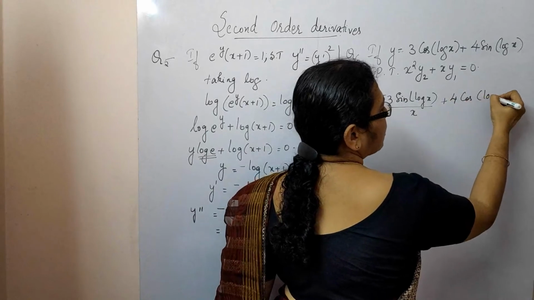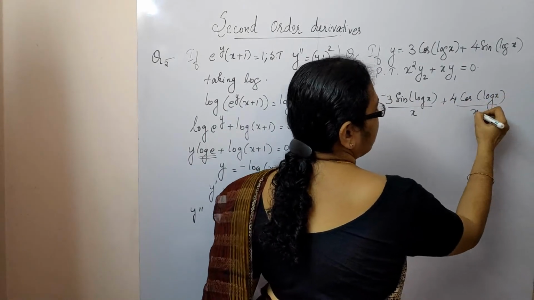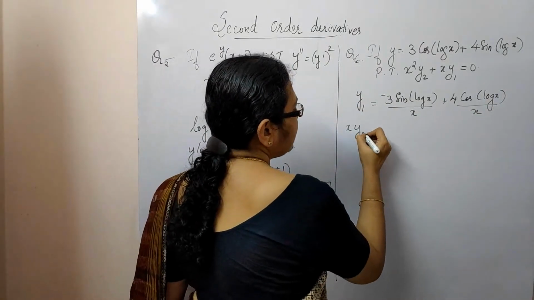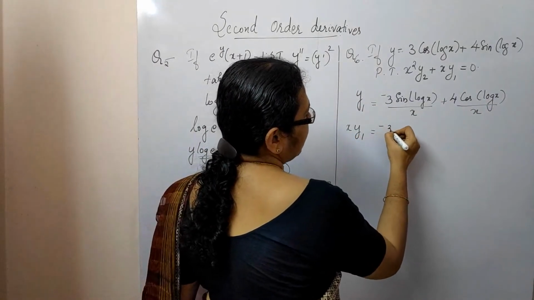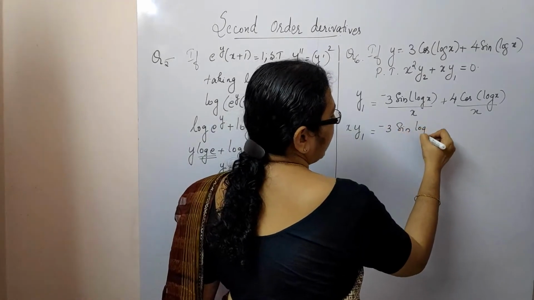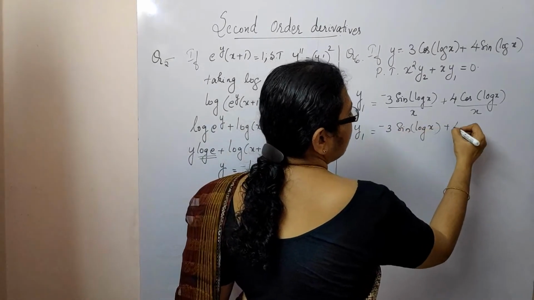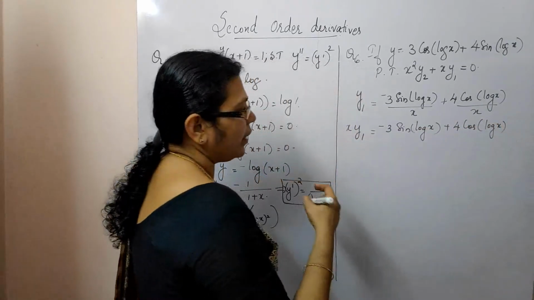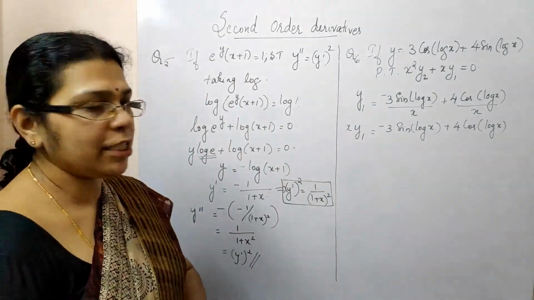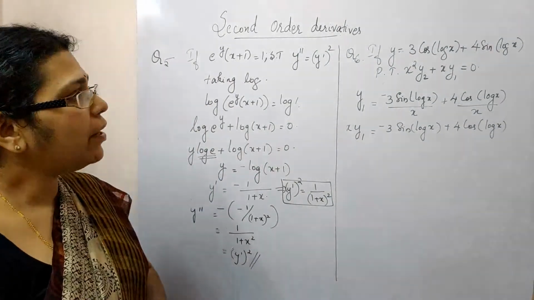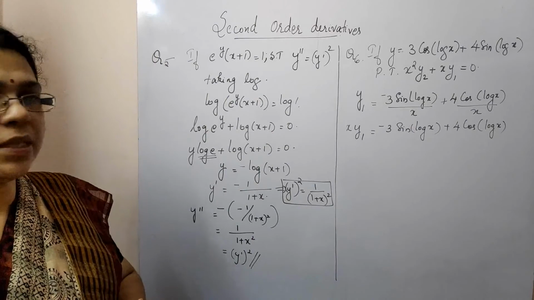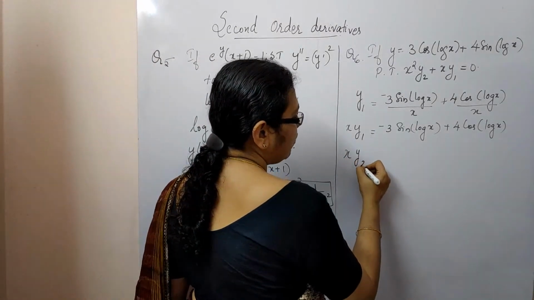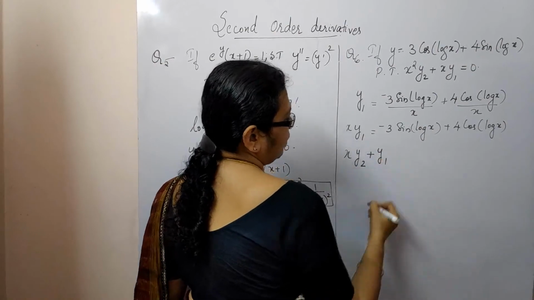Cos of log x by x. Now x is common in the denominator. So I take that x this side. X into y1 is equal to minus 3 sine log x plus 4 cos log x. So what do I get? I get the expression like xy1 is equal to this. Now it is the second derivative that is required. So x into derivative of y1 is y2 plus y1.